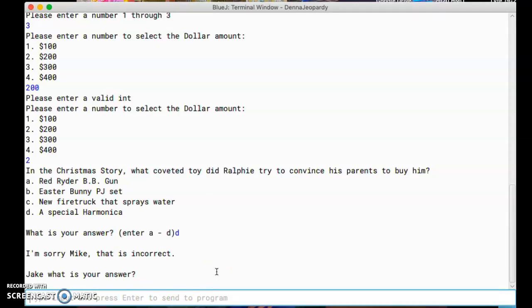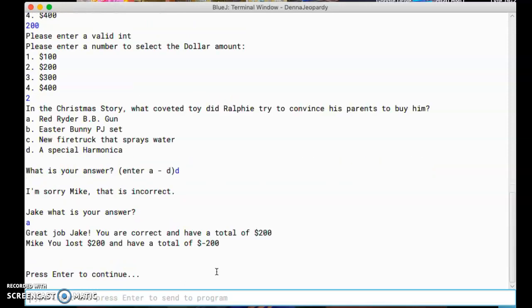Now, stealing is an option that you can choose to put in your game. I did put stealing in my game, and Jake rolls up and he says, well, I know the answer to this one. It's a Red Ryder BB gun. So he chooses A, and now Jake not only wins the money, but he also gets the turn. So if you lose a question, you lose the money, and if you get the question right, you gain the money. And this is kind of like my summary at the end of the round, and then press enter to continue.